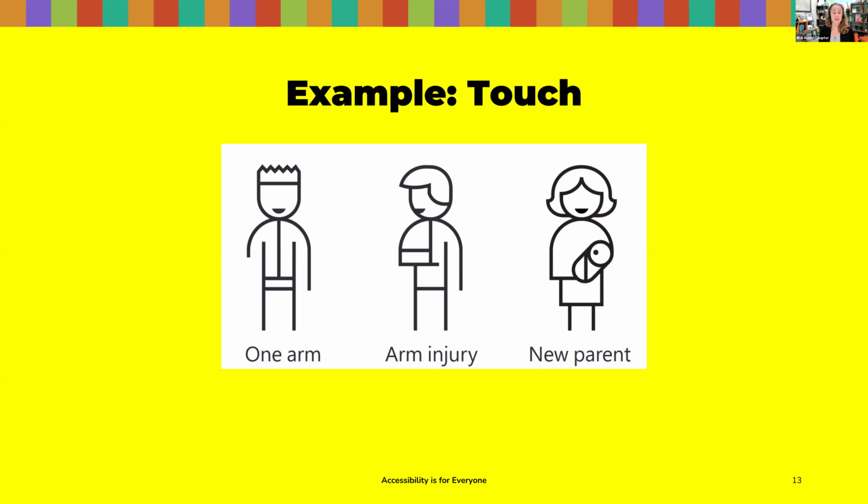And then situational is something that is maybe just in the moment and isn't going to be resolved right away, but that person has to do it. And so holding a baby in one arm or a child while you're trying to do something else, that is a situational disability.